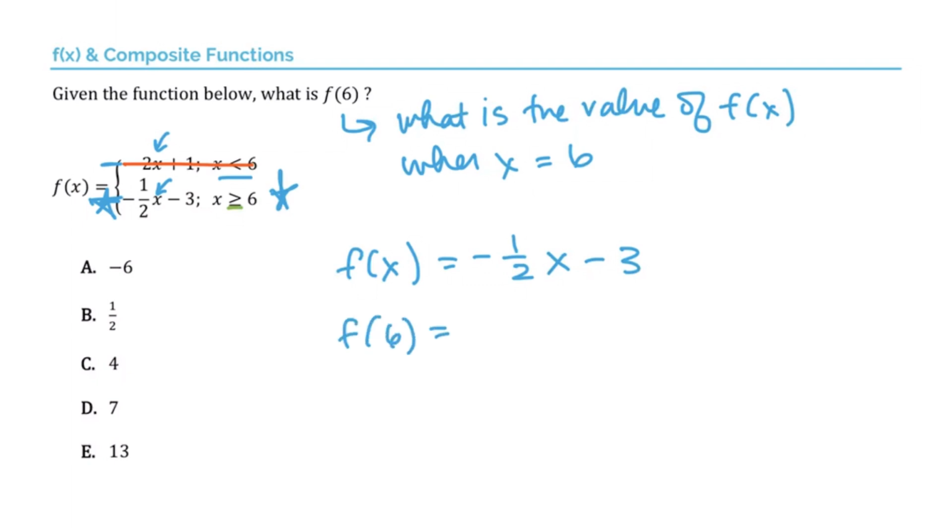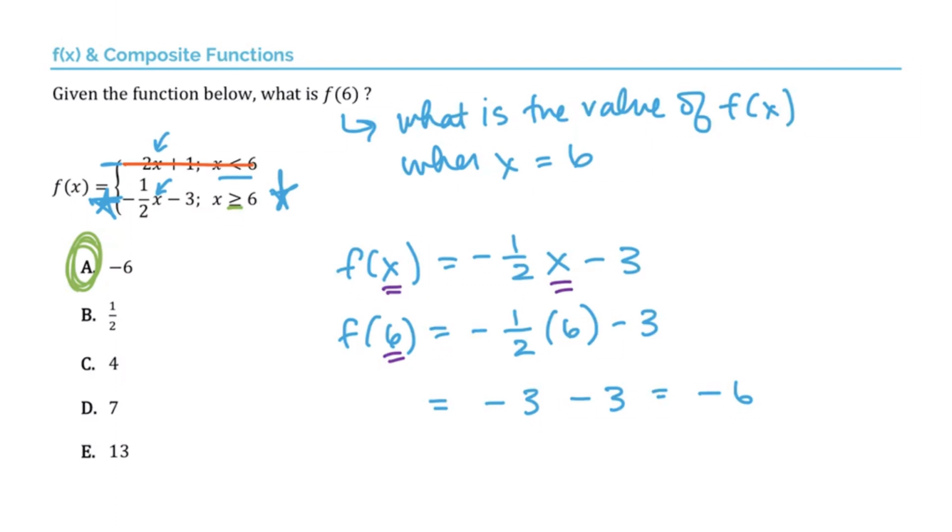Again, what that means we're going to do is anywhere we see an x, we're going to put a 6. So that becomes negative 1/2 times 6 minus 3. Negative 1/2 times 6 is negative 3, minus 3 is negative 6. So the correct answer is A.